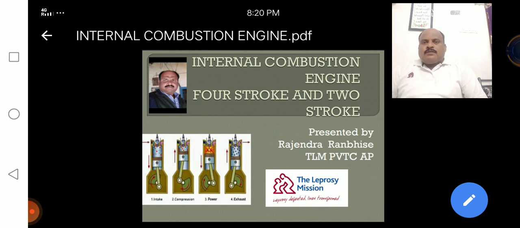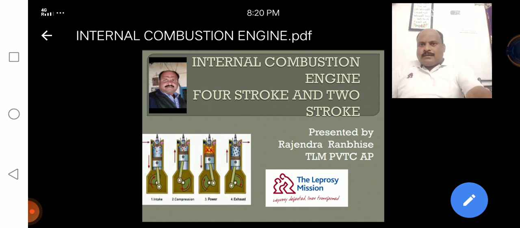How is this engine working? What is the principle of the engine? Today we will learn this from this video, and this video is very useful for ITI students and faculties who belong to the mechanical section. So let's see this video and enjoy it and learn.